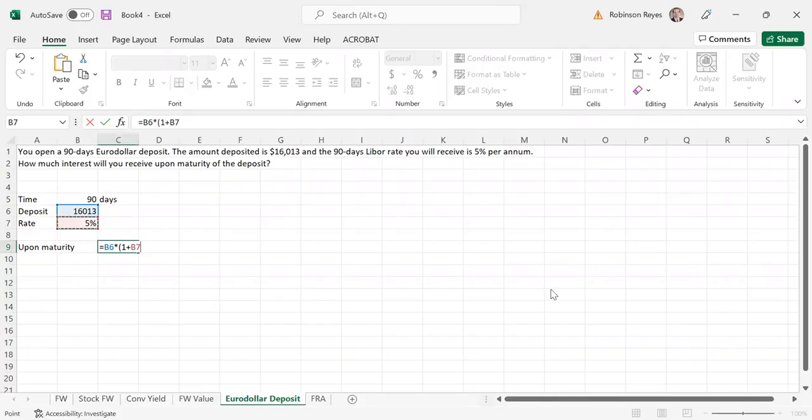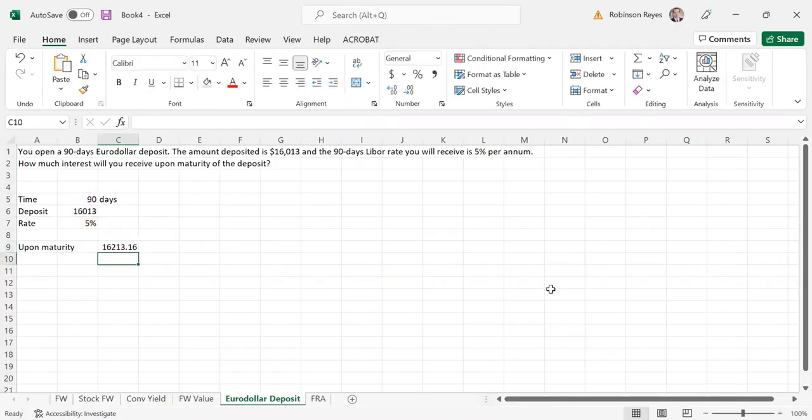Now, one important thing is that this rate is annual, and the period of time we will maintain the euro-dollar deposit is 90 days. So as we have done before, rather than raising this to the power of 0.25, in this setting what we do is multiply this by 90 divided by 360, or in other words, this divided by 360. Another way you could have done this is 3 divided by 12, the same way we did before.